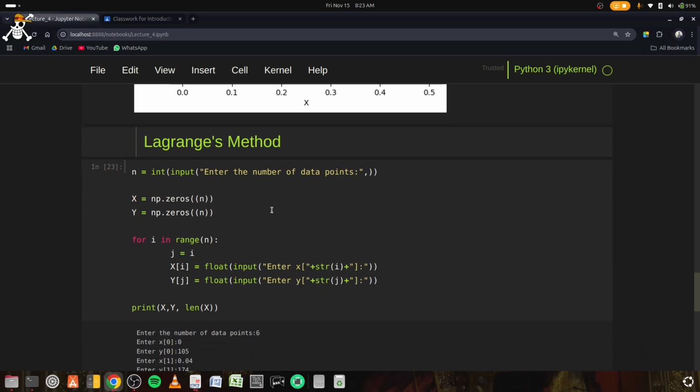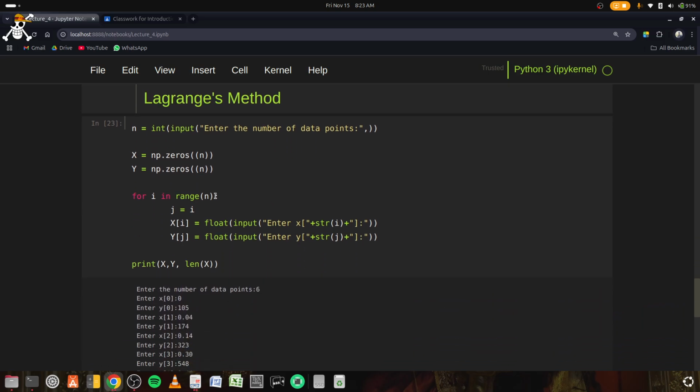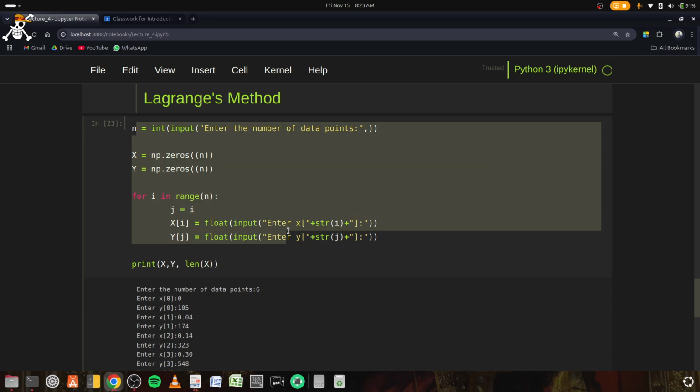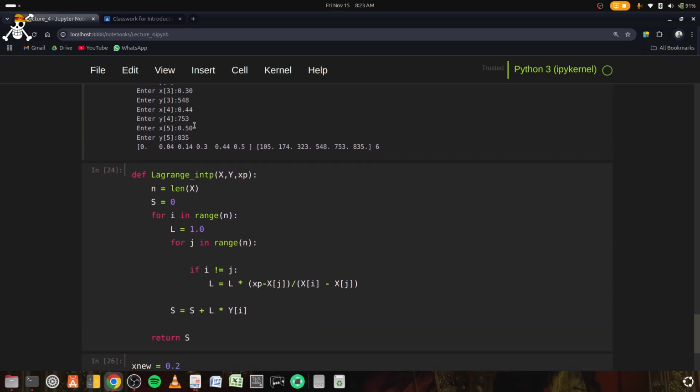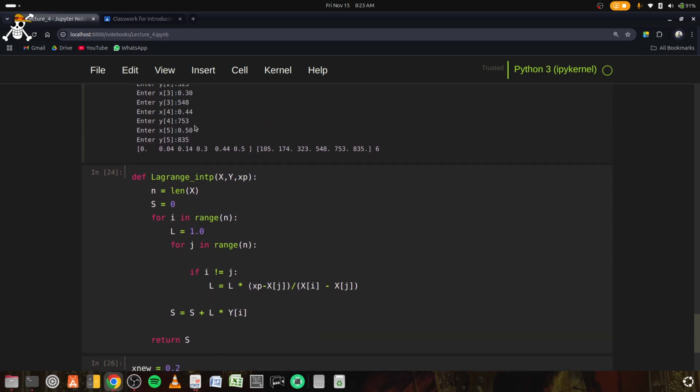Similarly, here you can do the Lagrange interpolation method. The first step is the same. Take the inputs of data points. Suppose we are again choosing 6 data points, and let's again find what is the value of magnetic field at the current 0.2.